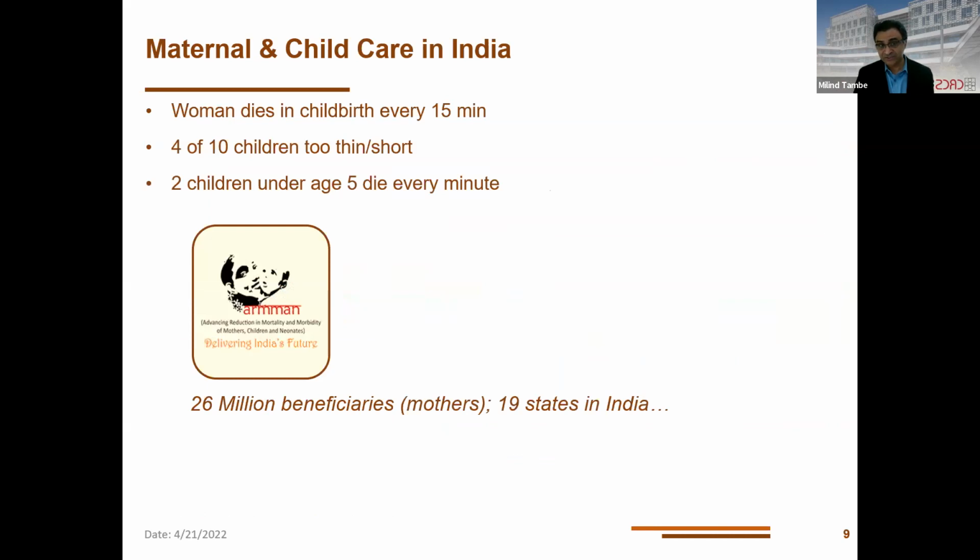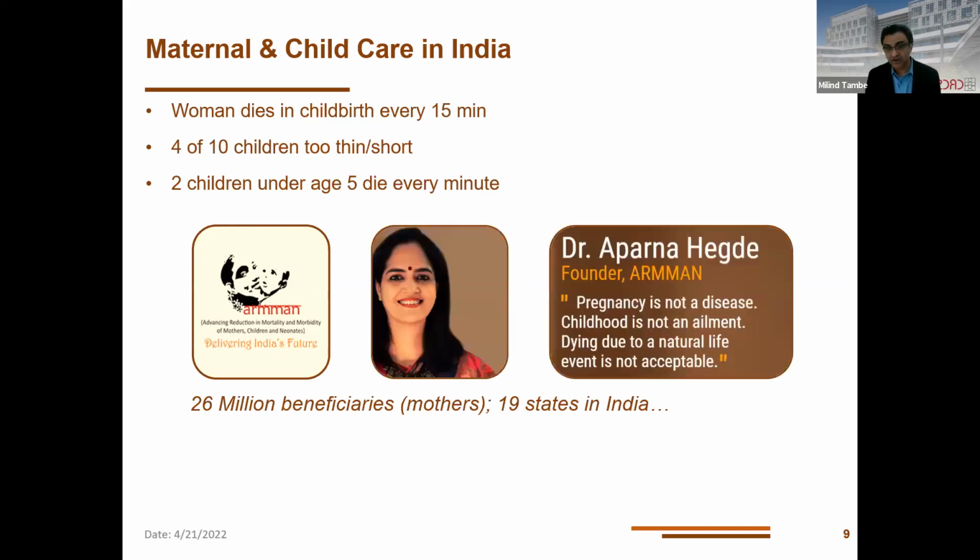So in India, the situation is difficult. A woman dies in childbirth every 15 minutes. 4 out of 10 children are too thin or short. 2 children under age 5 die every minute. We are very fortunate to be working with a nonprofit called ARMMAN, which works with 26 million mothers, beneficiaries, and is present in 19 states in India. We are inspired by the words of the founder of ARMMAN, Dr. Aparna Hegde, who says that pregnancy is not a disease, childhood is not an ailment, dying due to a natural life event is not acceptable.